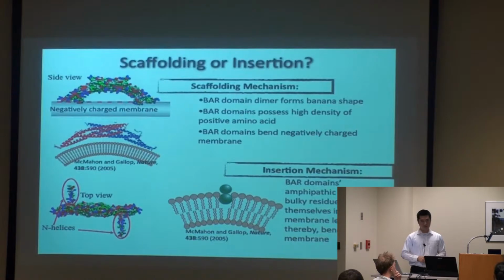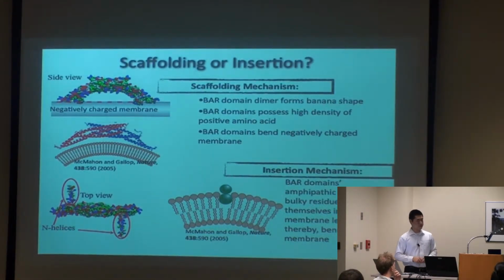There are 2 types of proposed mechanisms for how BAR domains generate membrane curvature, namely scaffolding and membrane insertion. In the scaffolding mechanism, negatively charged membrane lipids are attracted to the positive charges aligned at the concave surface of the protein, thereby generating membrane curvature. While in the membrane insertion mechanism, amphipathic groups are inserted into one leaflet of the membrane by the protein, and thereby generate membrane curvature. For N-BAR domains, an N-terminal helix inserts into the membrane, while for F-BAR domains, it is suspected that phenylalanine residue 117 inserts its bulky side group into the membrane.